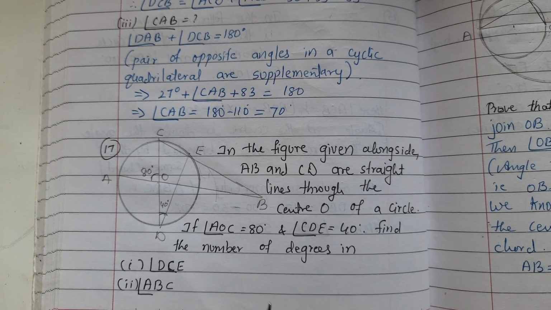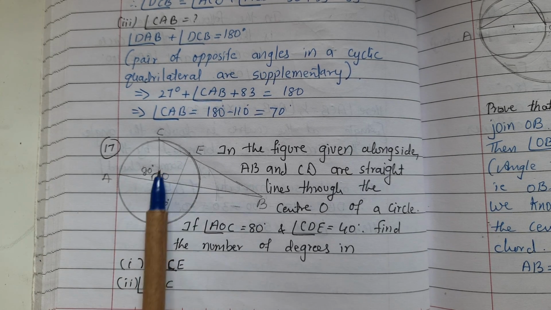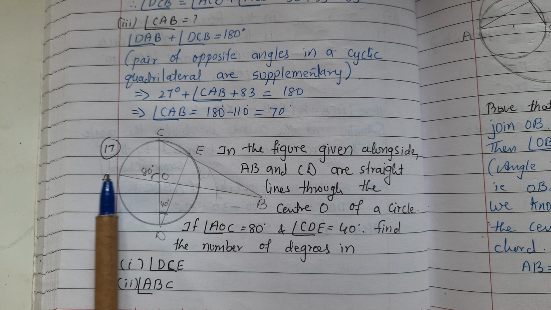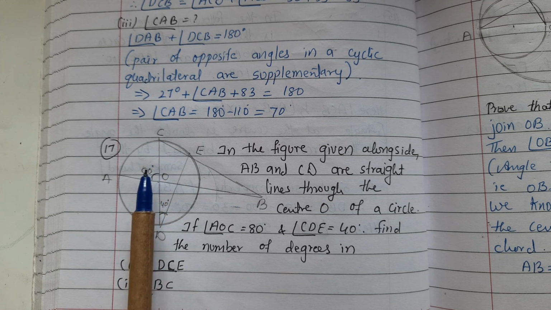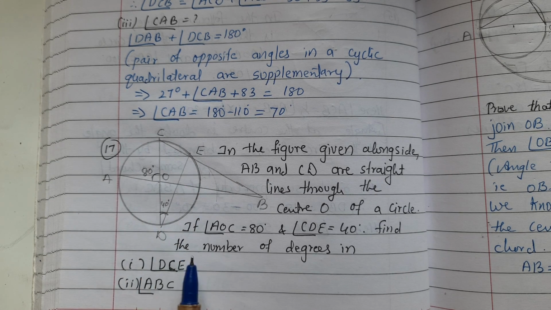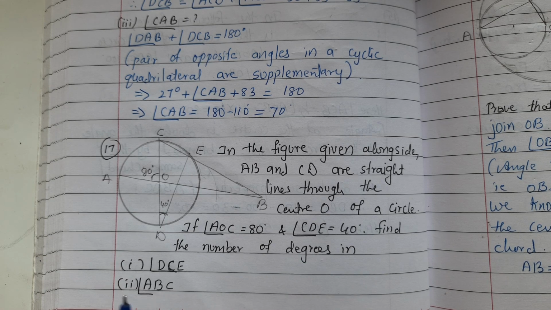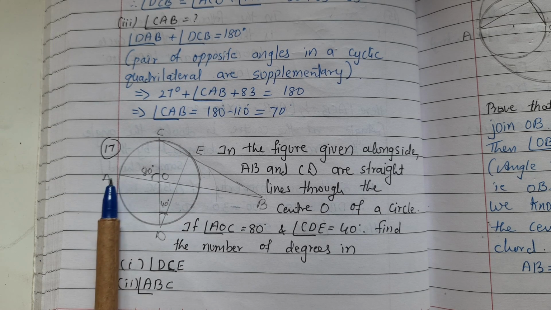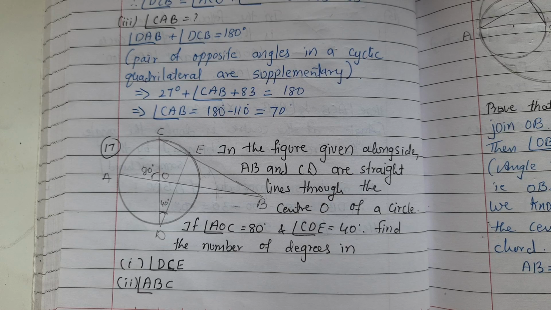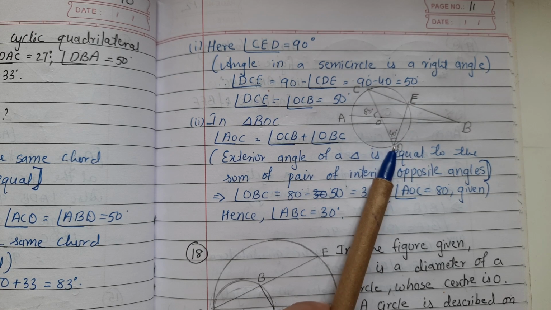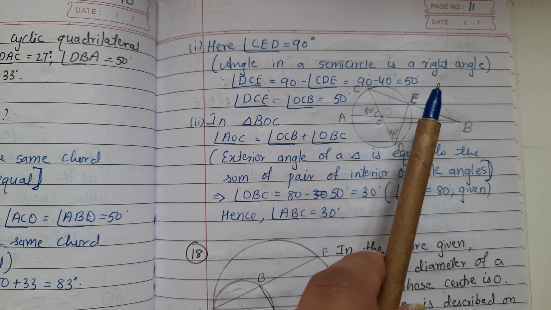Sum number 17. In the given figure, AB and CD are the straight lines through center O of the circle. If angle AOC is 80 degree and angle CDE is 40 degree, find the numbers of degrees in first part angle DCE, second part angle ABC. First part, angle CED is 90 degree, angle in a semicircle is right angle.